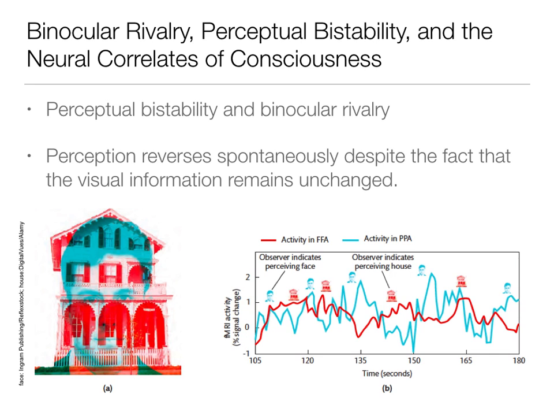So you can see here in image B, when they were perceiving the house, we had higher firing rates for the house, and then we had lower firing rates for the face. The blue line indicates activity in the place area, and the red line indicates activity in the face area.